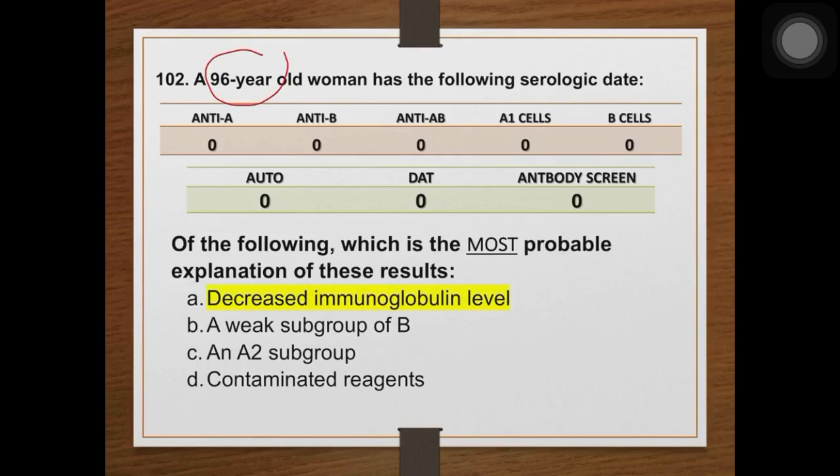96-year-old elderly po. Ang forward grouping niya, siya po ay group O. Pero pag group O ka po, meron kang anti-B at saka anti-A. So, dapat may reaction with A cell and B cell. So, missing or weak reaction in the reverse grouping. Sino po to? Pwedeng neonate, pwedeng immunosuppressed, or pwedeng elderly. So, correct answer 102, letter A.